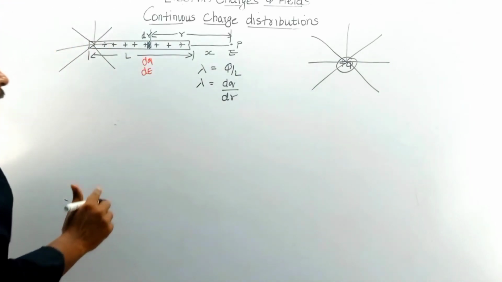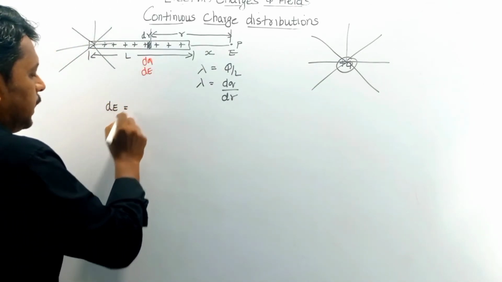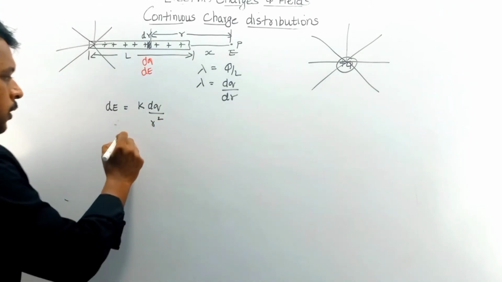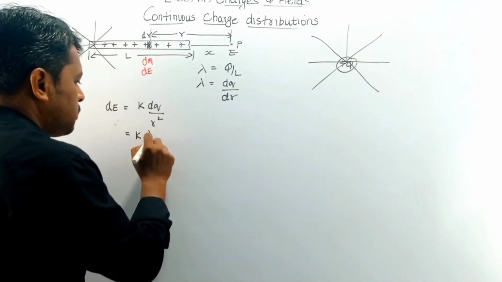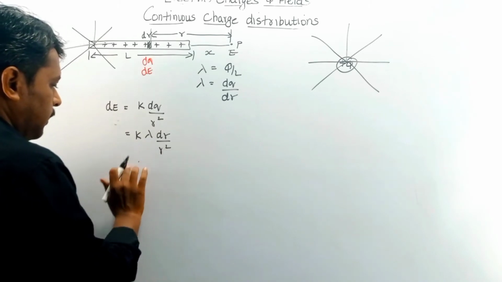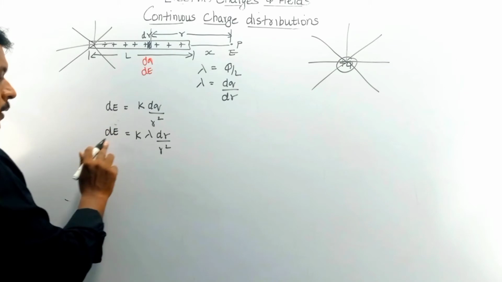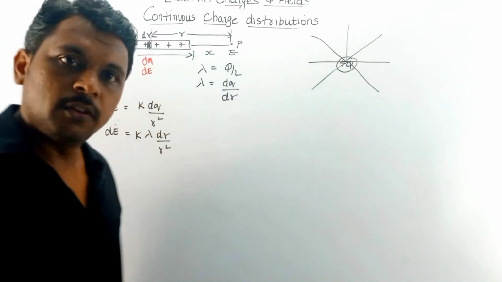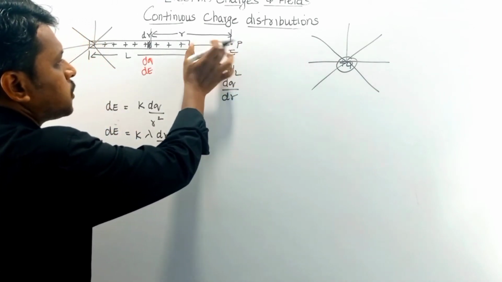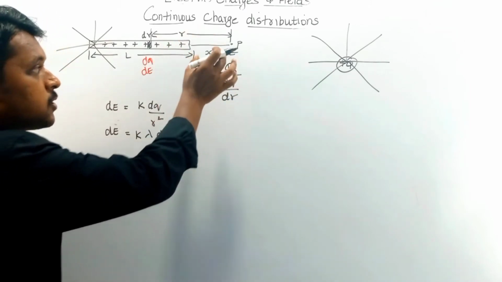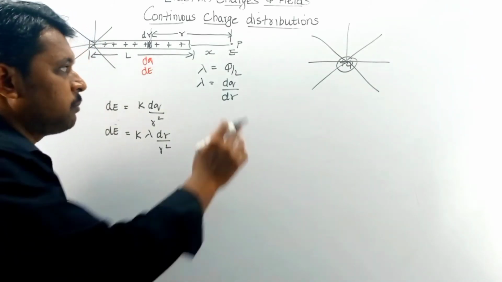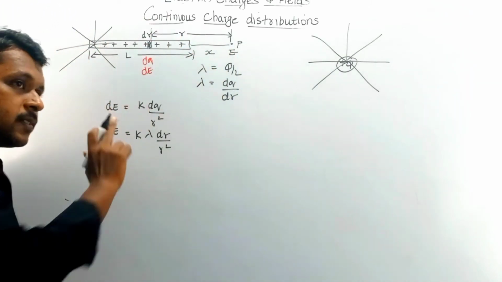Now we have to find the electric field dE. dE is k dq by r square. Replacing dq by lambda dr, dE equals k lambda dr by r square. So this is the value of the electric field dE. The point P is placed at a distance x from one end of the conductor and at a distance x plus L from the other end. So x is one limit and x plus L is the other limit.